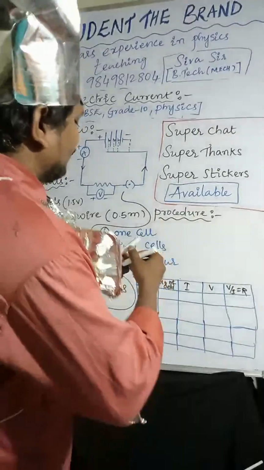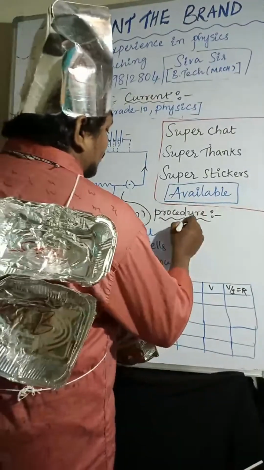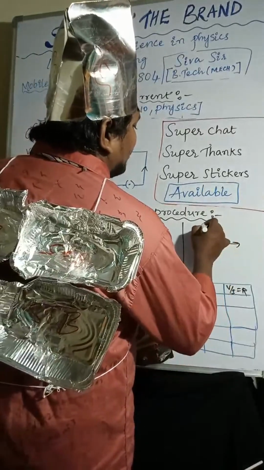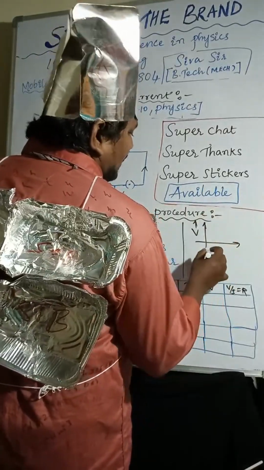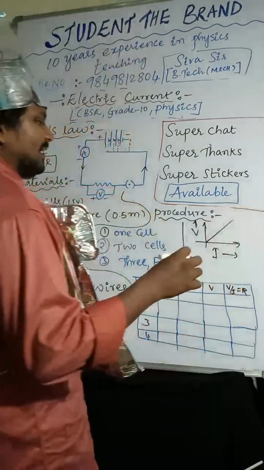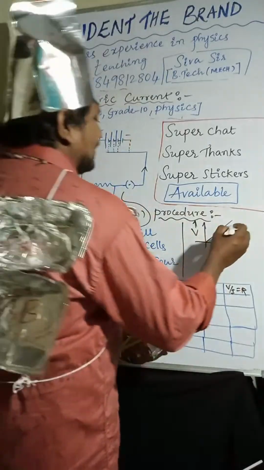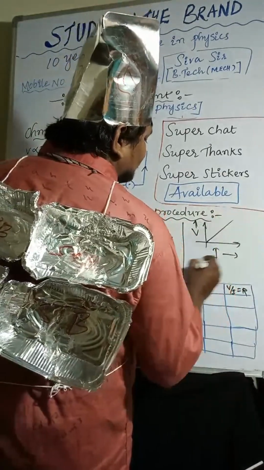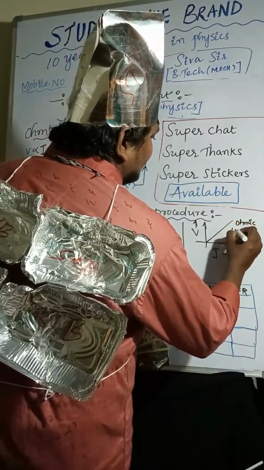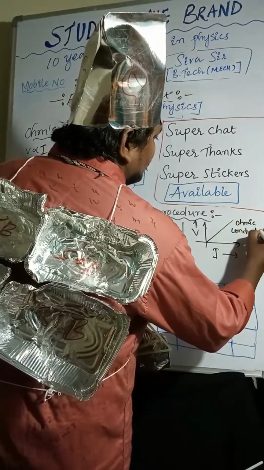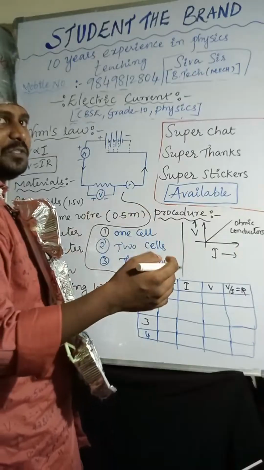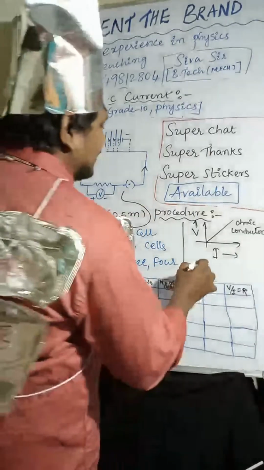Now if you draw the graph for V-I, V on the y-axis and I on the x-axis, that is for ohmic conductors. The substances which obey Ohm's law are called ohmic conductors. The substances which do not obey it are non-ohmic conductors.